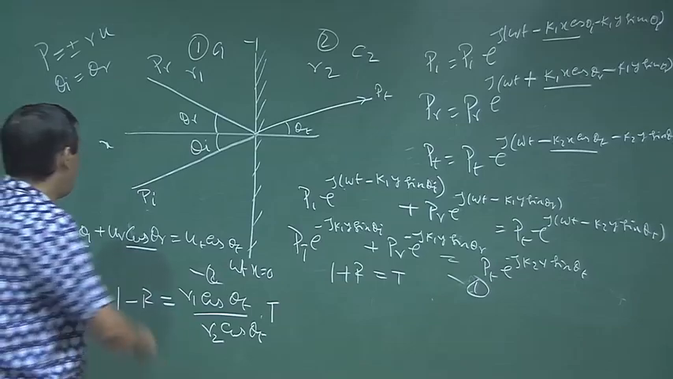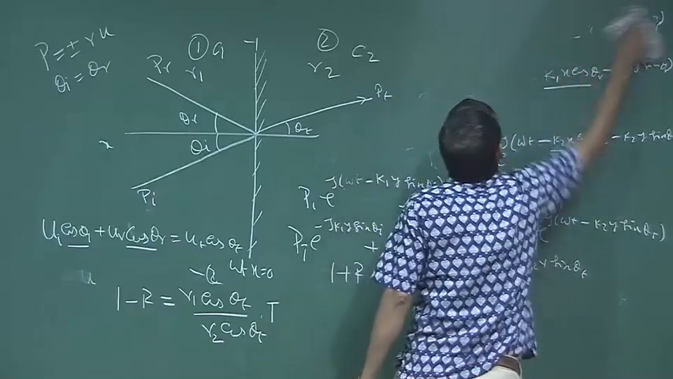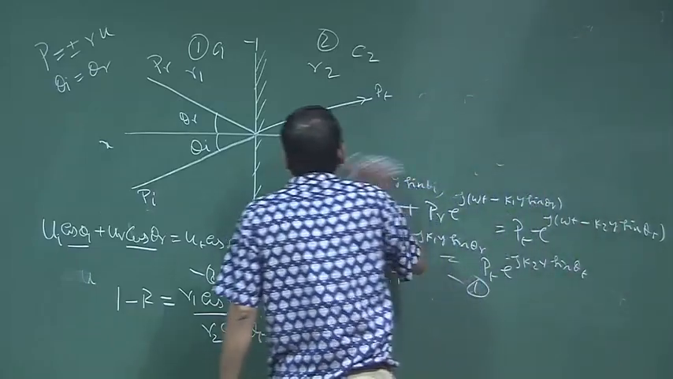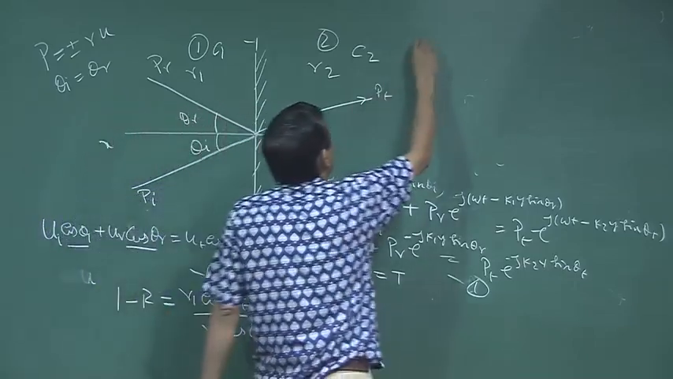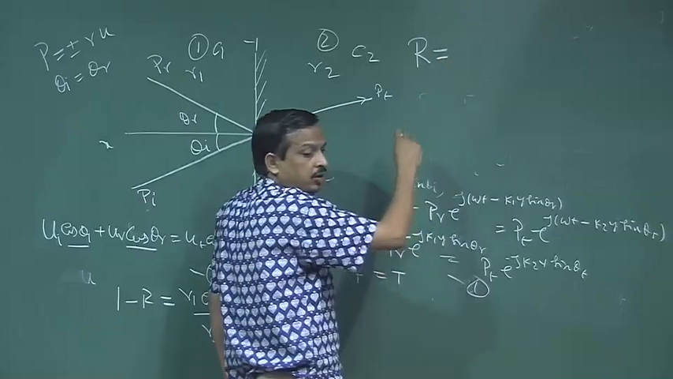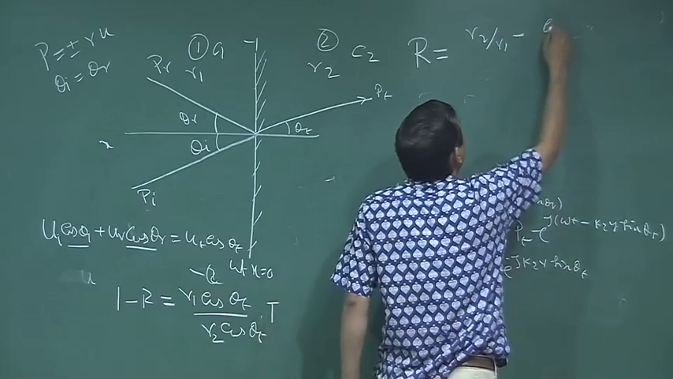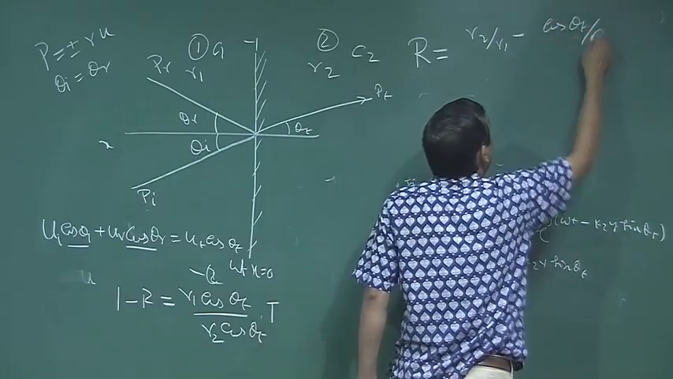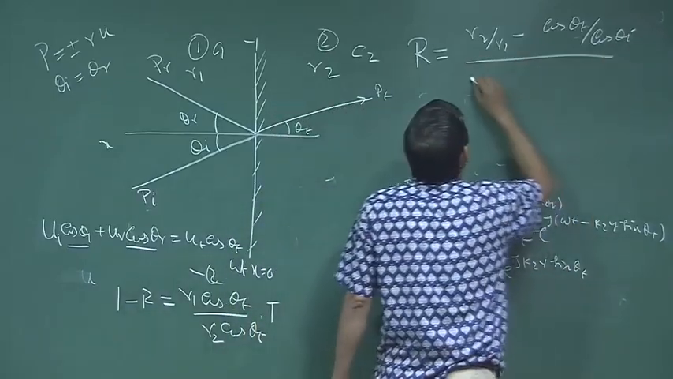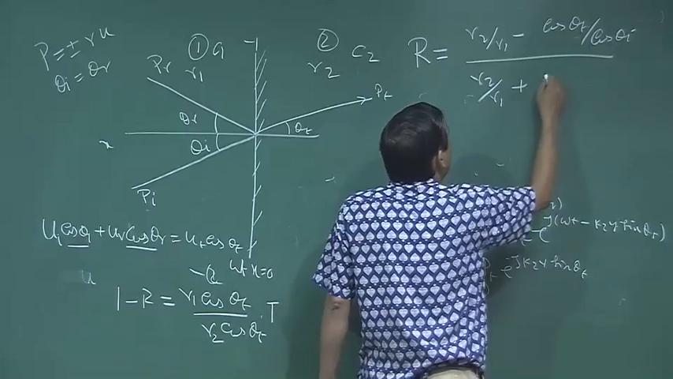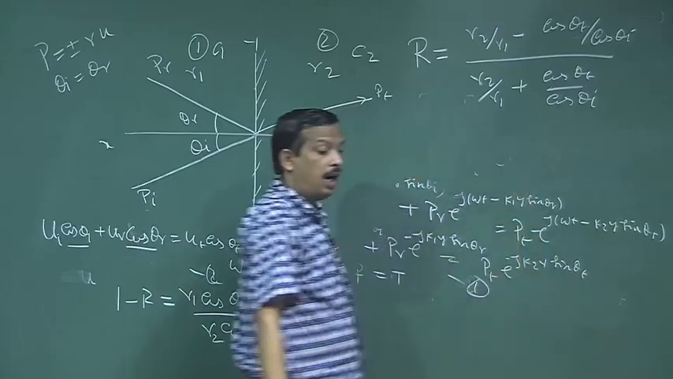Okay. So, from there I can find out the expression of r. You simplify these things yourselves. If you do not, then I can discuss in the discussion forum how to simplify this equation and derive it. Then I will derive that equation: r is equal to r2 by r1 minus cos theta t by cos theta I, divided by r2 by r1 plus cos theta t by cos theta I. This will be the r equation.